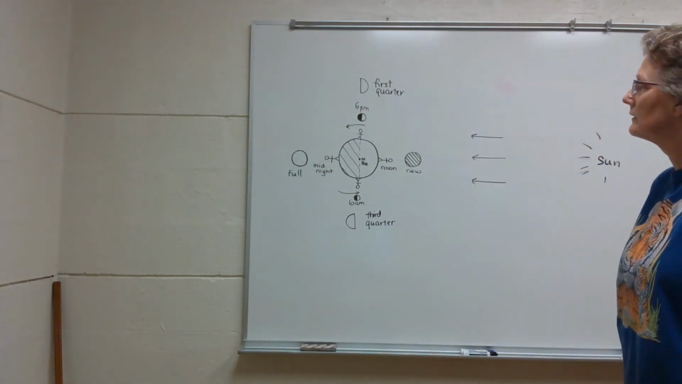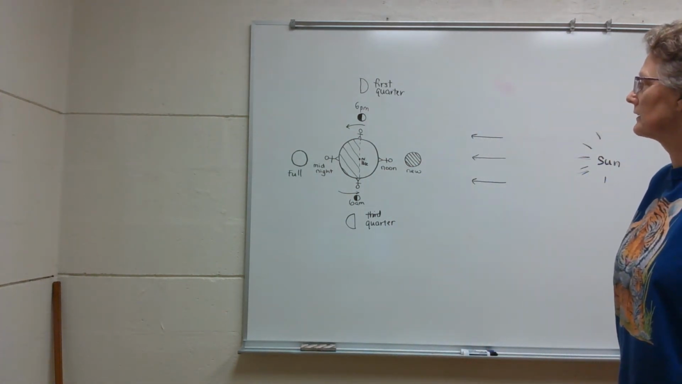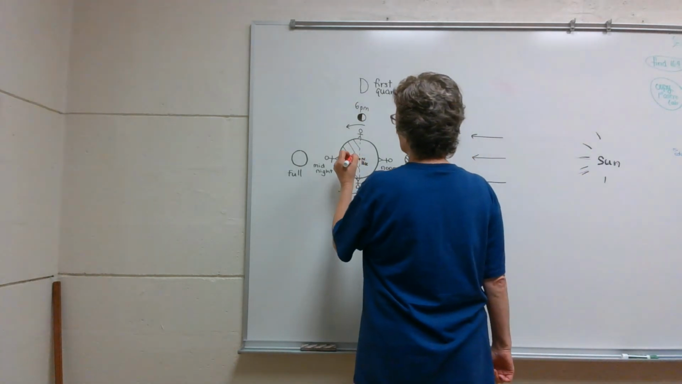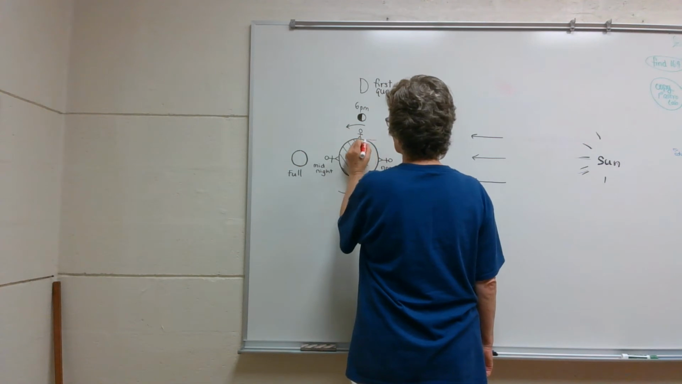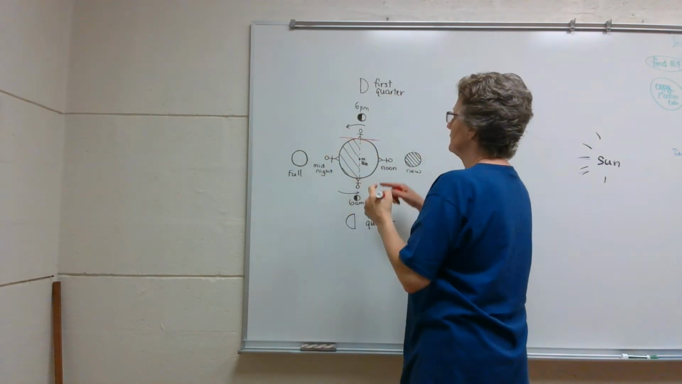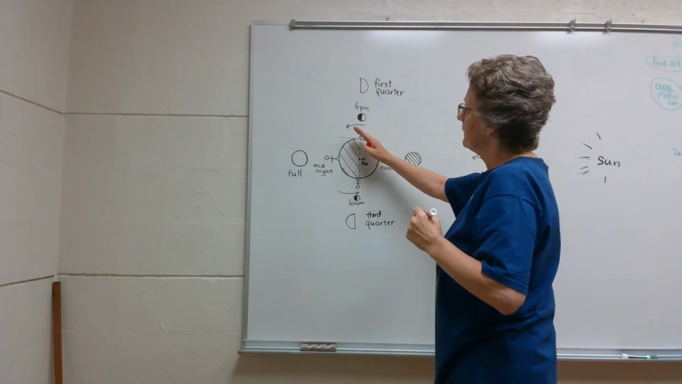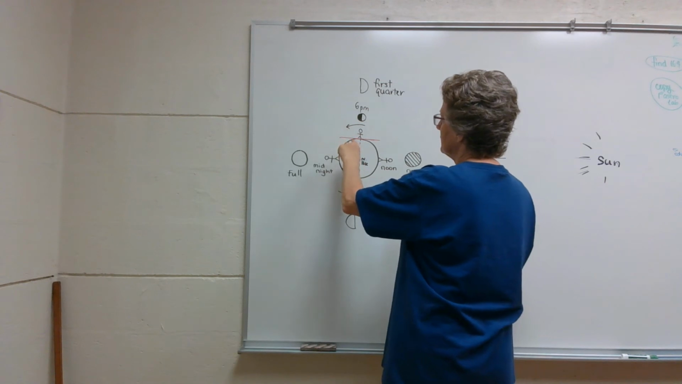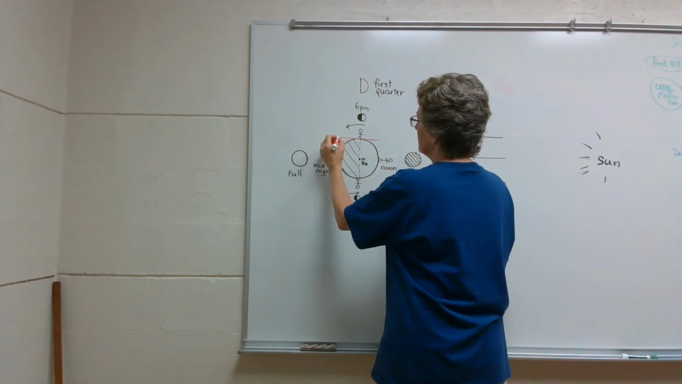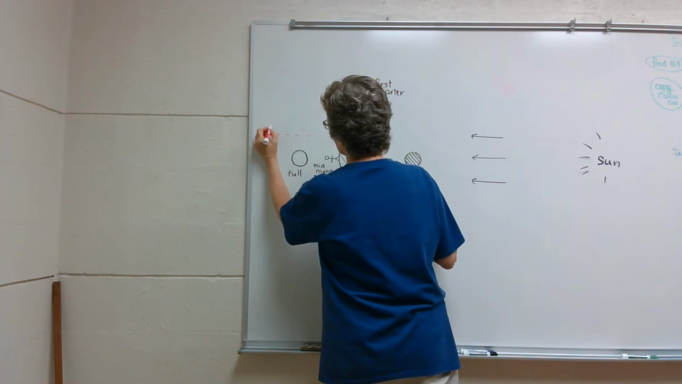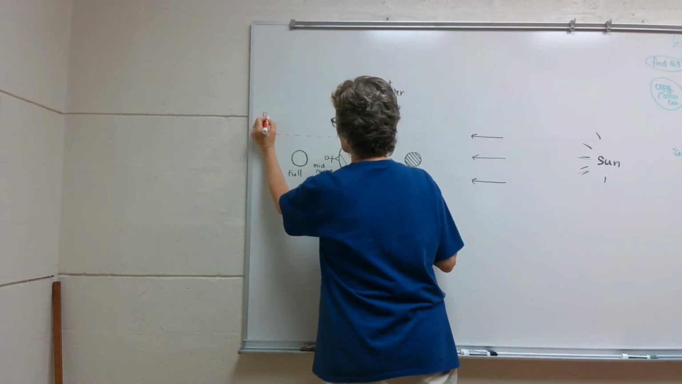Looking at this, I have a horizon, right? This is my horizon if I'm here. So at 6 p.m., the Earth is just coming around here. So actually, if you think about it, the full moon is going to be on my horizon.